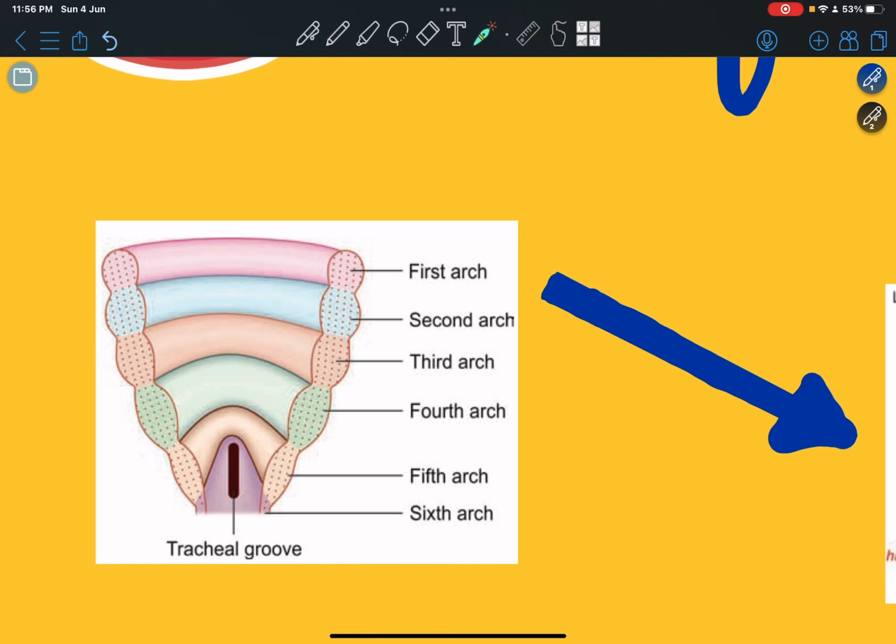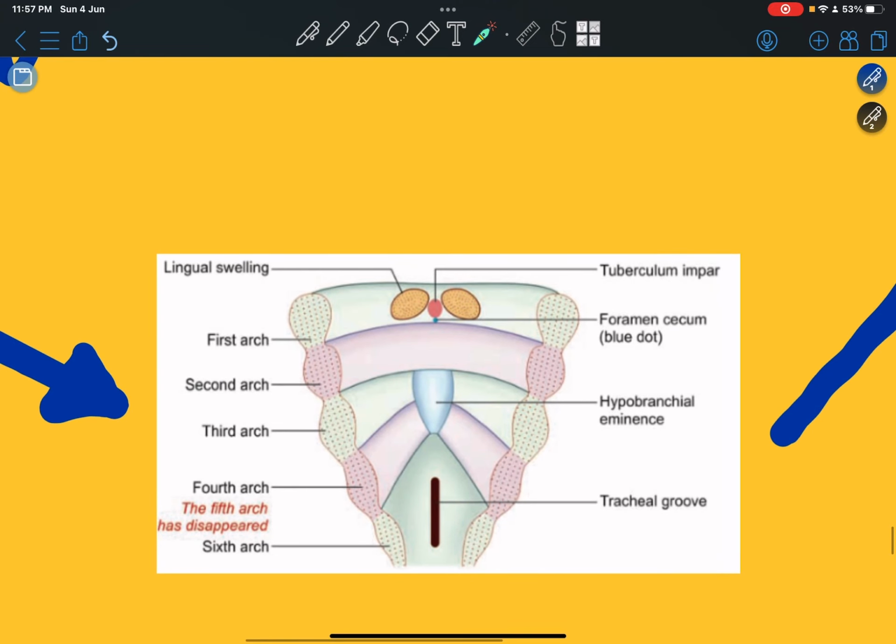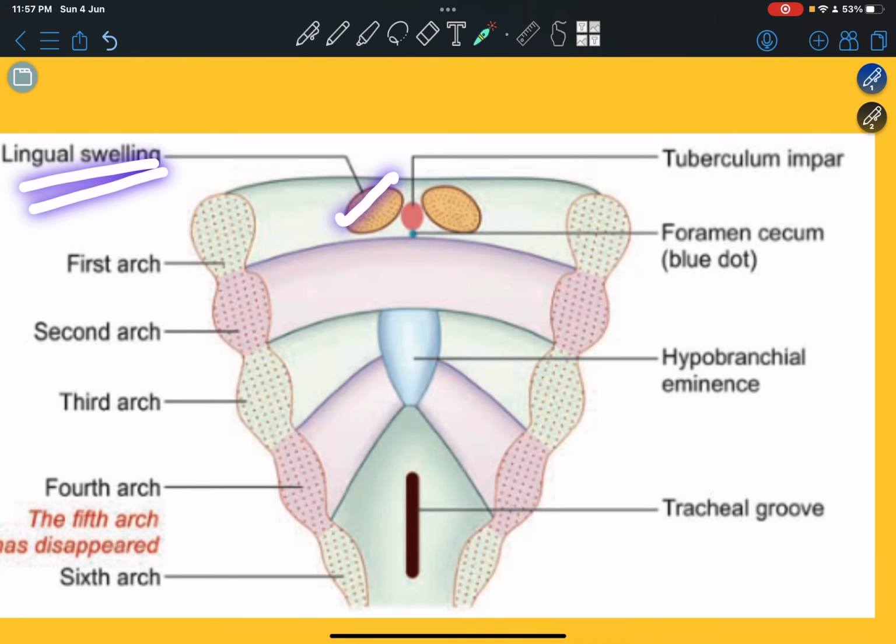Here you'll see various changes, swellings, etc. which eventually will contribute to the development of various adult structures. For example, tongue, or it could be epiglottis, thyroid gland, etc. So talking about tongue, which swellings take part in this? So we have, first of all, two lingual swellings which appear in the first arch. These two swellings are separated by one singular swelling, tuberculum impar, which also comes in the first arch. So this already discussed three swellings in the first arch.